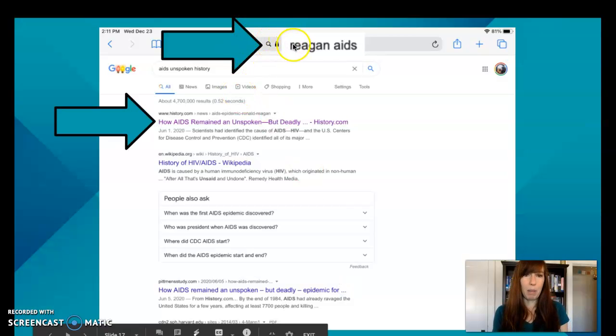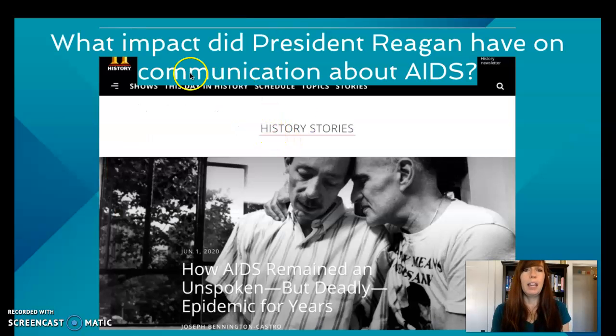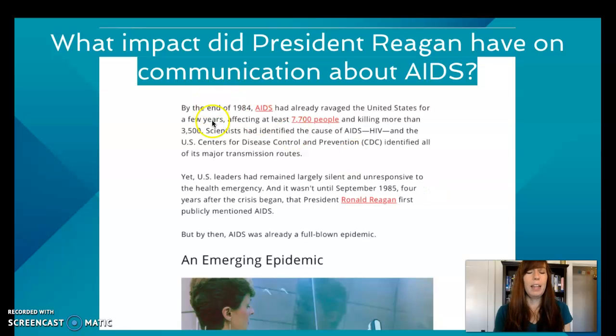So I type in Reagan, AIDS, and the first link is to a history article from history.com, again, a reliable source, called How AIDS Remained an Unspoken but Deadly... Okay, I'm going to tap on that. And I remember my question is, what impact did President Reagan have on communication about AIDS? This is what the article looks like at the top. And it's a lot of words. I don't really know how to look for the right things in this article. How do I skim it effectively?